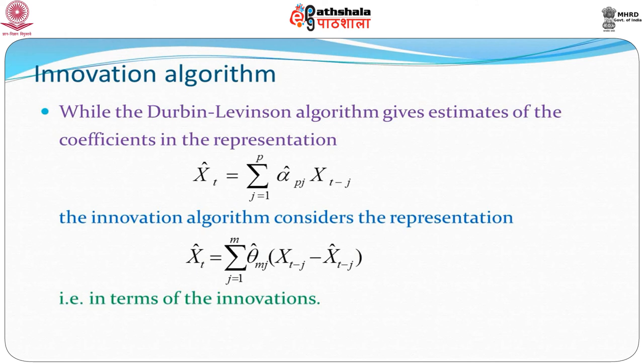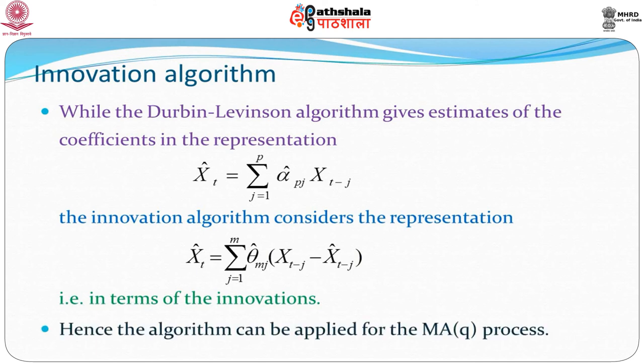Interestingly, while the Durbin-Levinson depends on the past values, this depends on the residuals, and the residuals, mind you, are the innovations. So, basically it would be the innovations that we are looking at, and hence we can see that this can be very quickly identified with the moving average process, which is primarily a combination of the innovations. So this algorithm can be used for the MA(q) process.